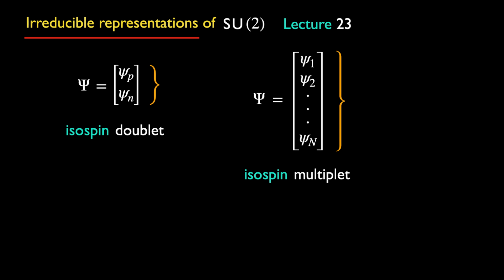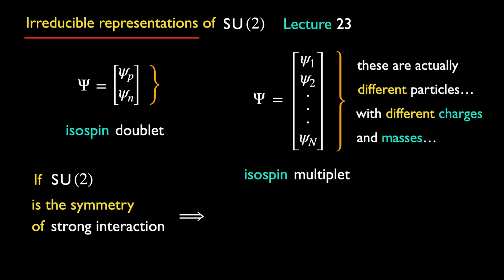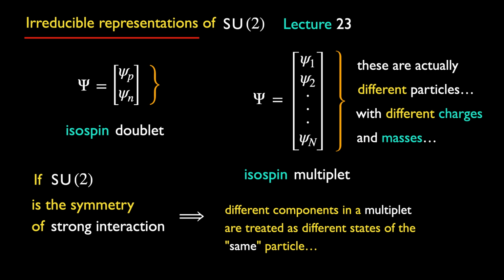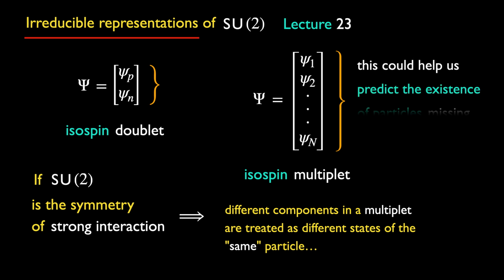As we have seen from the isospin doublet, each component within the doublet is actually a unique particle. It's just that if SU(2) is the symmetry of the strong interaction, then each component is treated by the interaction as different states of the same particle, with similar reaction rates under the strong interaction. But these are actually different particles with different charges and masses, since they participate in other interactions apart from the strong interaction. This also implies that we can predict the existence of new particles that are missing within a suspected multiplet of the symmetry.